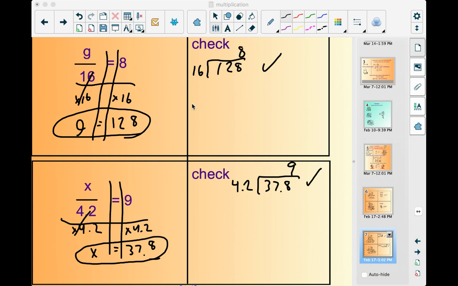Okay, so on the first one, we're multiplying by 16, which gives us g equals 128. If you check it, 128 divided by 16 is 8. The second one, we're multiplying by 4.2, which gives me x equals 37.8. Again, if you divide that and check, you do get 9. It's not the easiest one to check. Remember, you can use your calculators for that if you'd like.